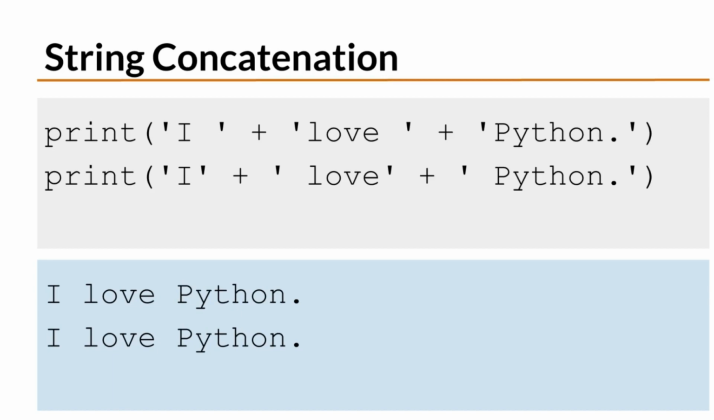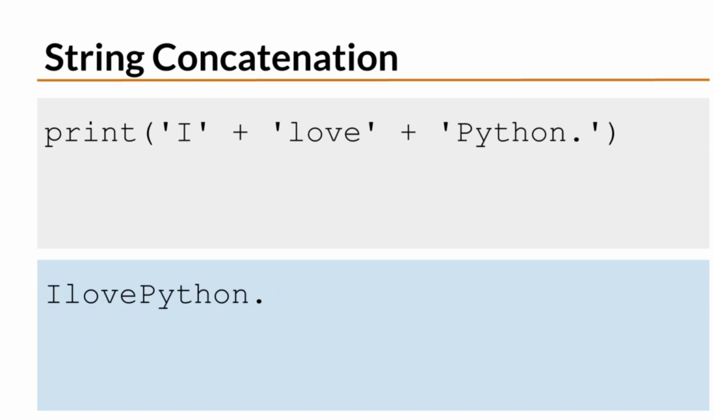In these strings, you can see that I love Python is separated by spaces because those spaces are included in the strings themselves. If you do not include extra spaces, it would look like this. All the words would run together. Remember that the plus sign doesn't do anything. It doesn't add any extra characters. It just combines or adds the strings together.